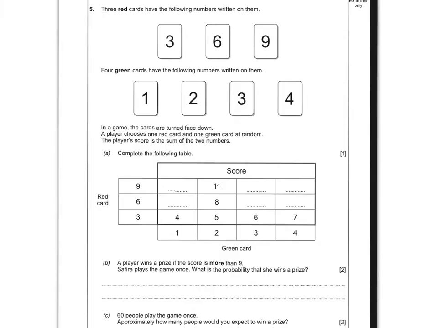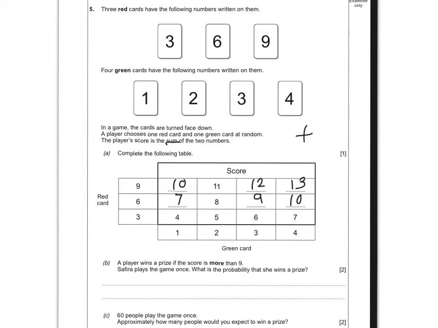Okay, we want question 5. So we've got 2 cards here, and a player chooses 1 red card and 1 green card. The player scores the sum of the 2 numbers. So the keyword in the question there is sum. Sum means addition, so we're going to add the 2 things together. So for the first mark we need to complete the table. So 1 plus 6 is 7, 1 plus 9 is 10. I'm just going to do this quickly. Okay, so we've done that.